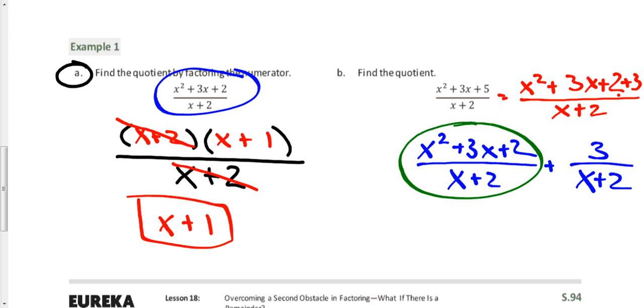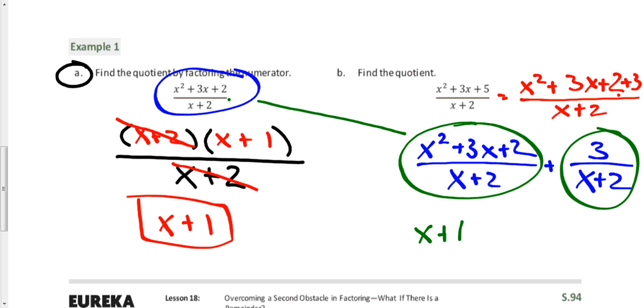This one, we did this over here, right? And that simplifies to x plus 1, right? And then I have this guy. Can I really simplify that at all? Can I simplify 3 over x plus 2? No. So then I'm just left with plus 3 over x plus 2. Okay?